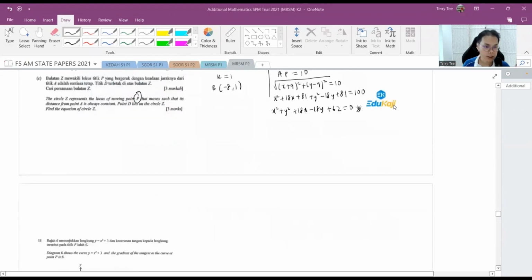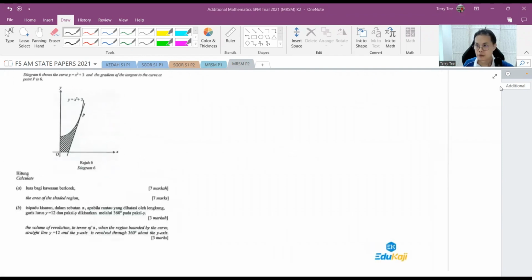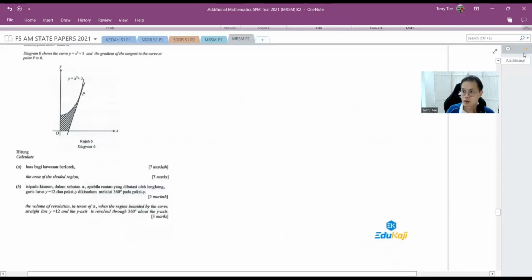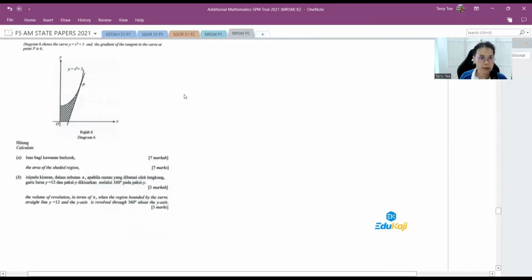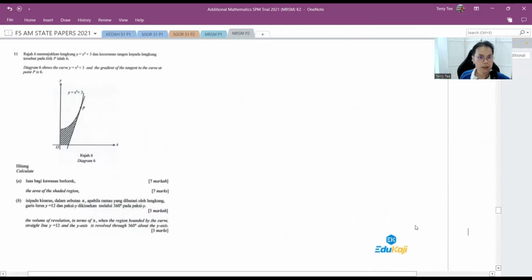Moving on to the next question. And the next one is Form 5, Chapter 3, Integration. Okay, I think we can zoom in a little bit. Form 5, Chapter 3, Integration. Okay, so the diagram shows a curve y equals x squared plus 3, and the gradient of the tangent to the curve at point P is given as 6. Okay, all right. We are supposed to find the area of the shaded region.